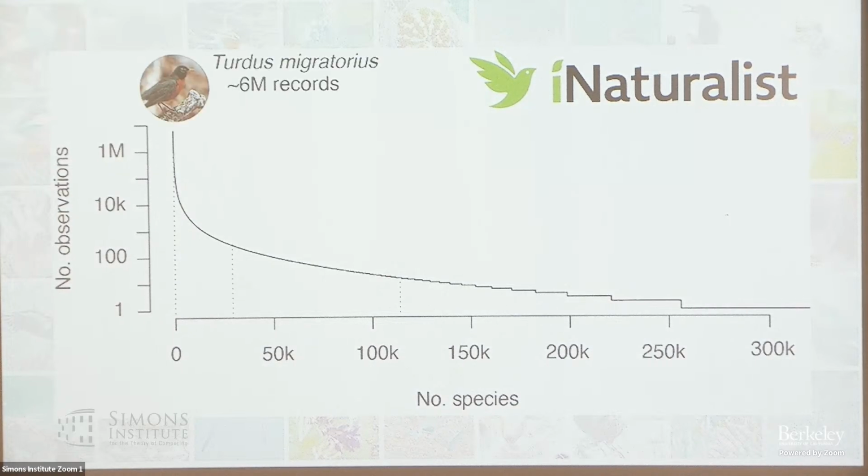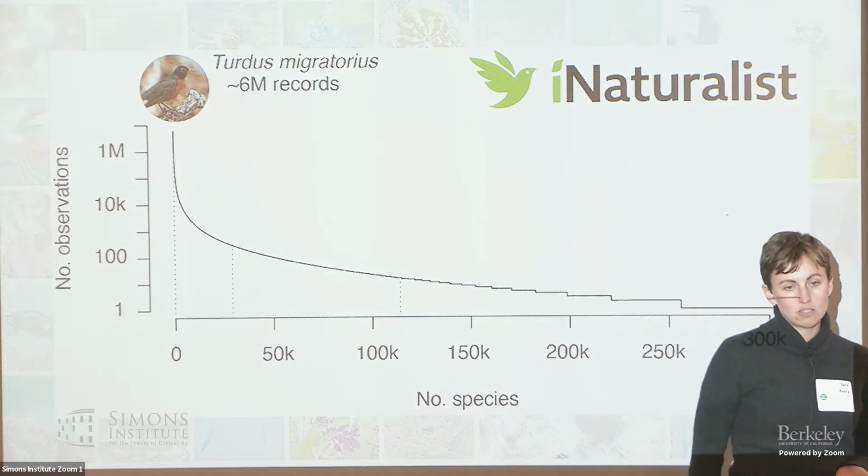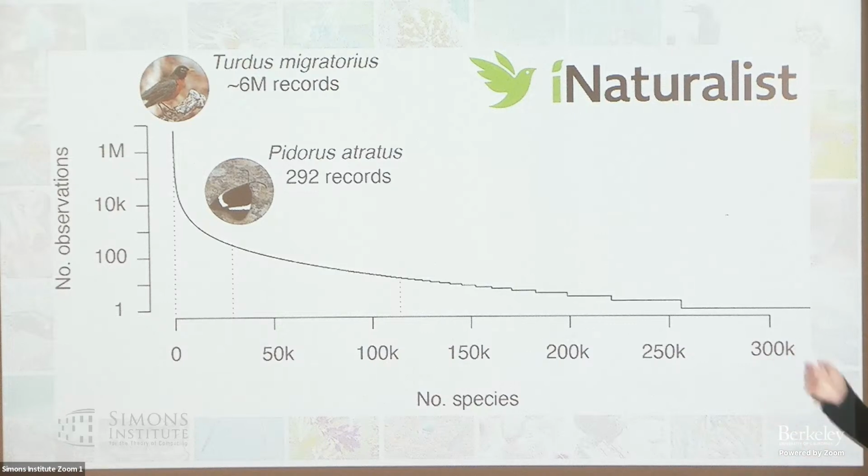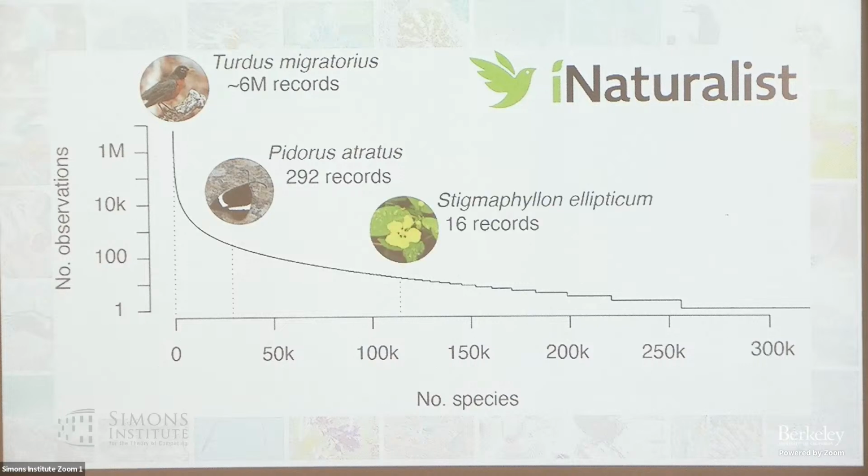So this is just looking at a distribution over species occurrence records in iNaturalist. We have around 6 million records of American robins, but as you move down this long tail, you very rapidly see this drop off. This is a moth from the Amazon, only about 292 records. And this is a Himalayan wildflower, 16 records.